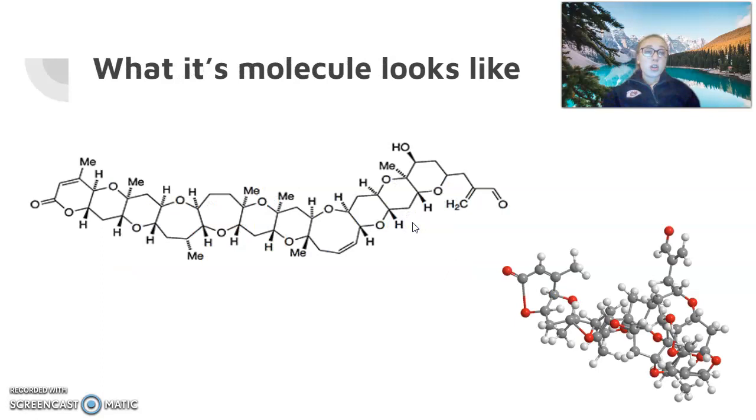So a basic look of what this molecule looks like is this. This is what a chain would look like if we were to write it out. Down below is if we were to make a 3D model of brevetoxin.